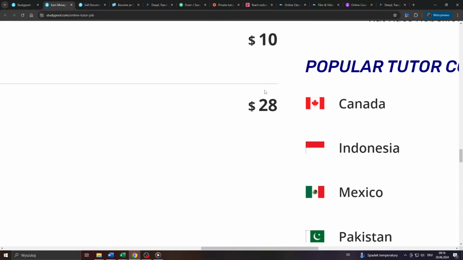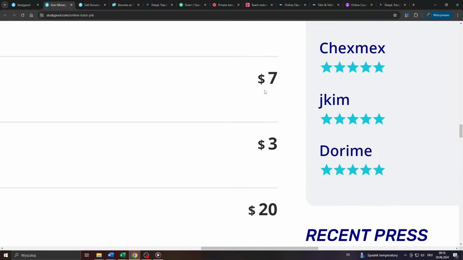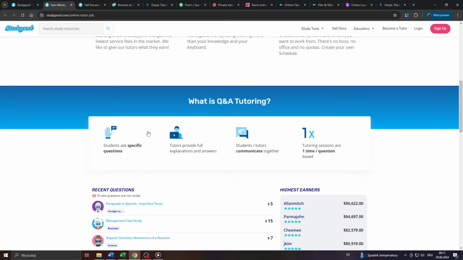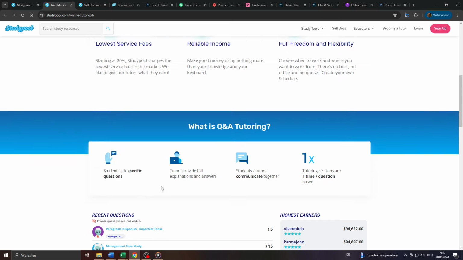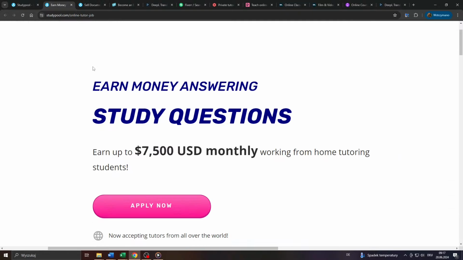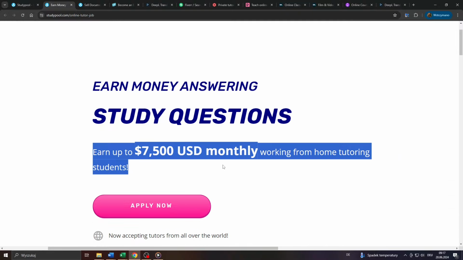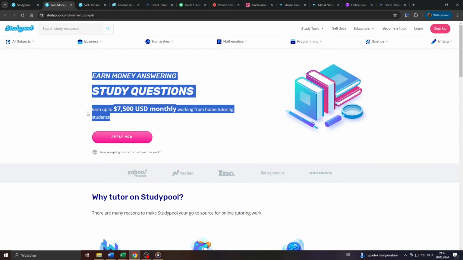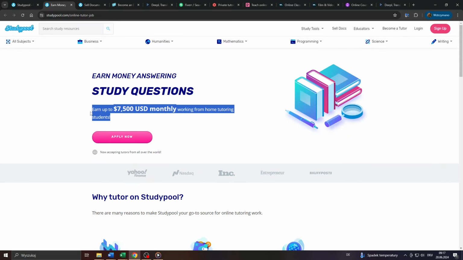The payment may vary, of course, depending on factors like the question's difficulty level, the topic or subject, and the question's length, not to mention the length and the quality of the provided answer. And if the information here on the homepage of StudyPool can be trusted, some tutors earn even up to $7,500 every single month by selling their tutoring services to students from all over the world. So there's definitely some earning potential behind online tutoring services.